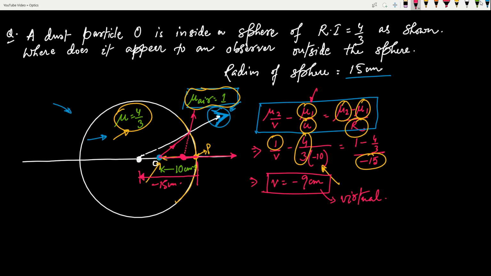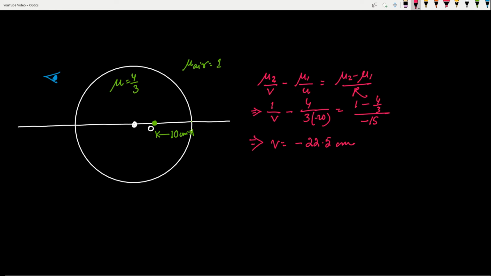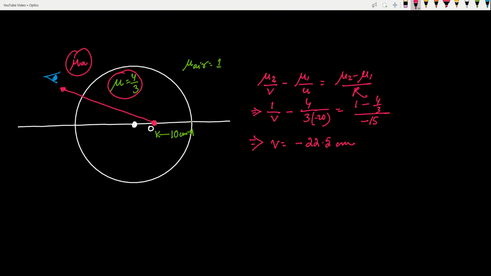Now let's move on to our second condition. If our observer was here, in this side, then what will be our answer? So let's look into that. Now again, if this is the object, then the ray will go from this medium and enter into this medium, isn't it? So we can say that this medium will be mu1 and this medium will be mu2. So mu2 is actually that of air and mu1 is 4/3 that of water.